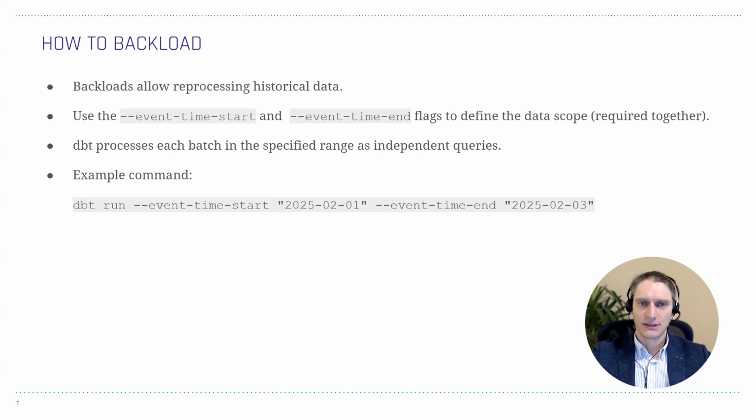Once you define the range, dbt will process each batch within that range as an independent query as well. You can see the example of the command on this slide. It's dbt run, and in this case two additional parameters are specified. Event time start is 1st of February and event time end is 3rd of February. This command will process all batches between 1st February and 3rd February respectively. And the range specified for the time end is not included. So this is important. We'll look at this during our demo session.